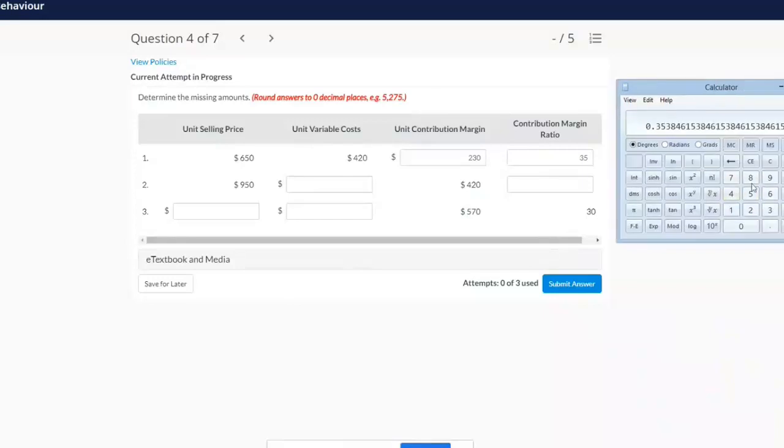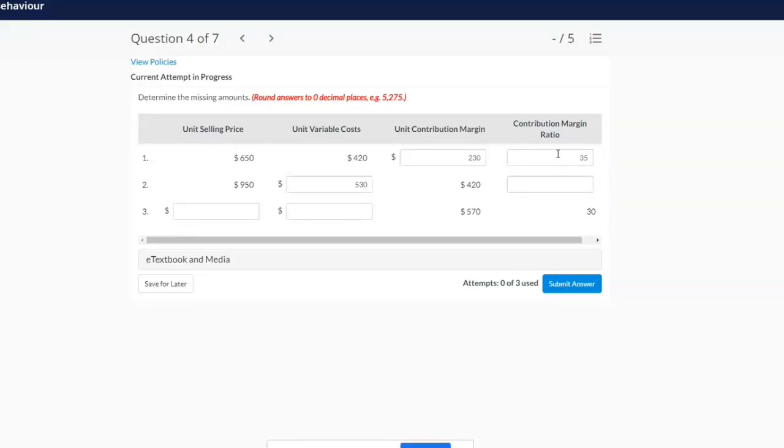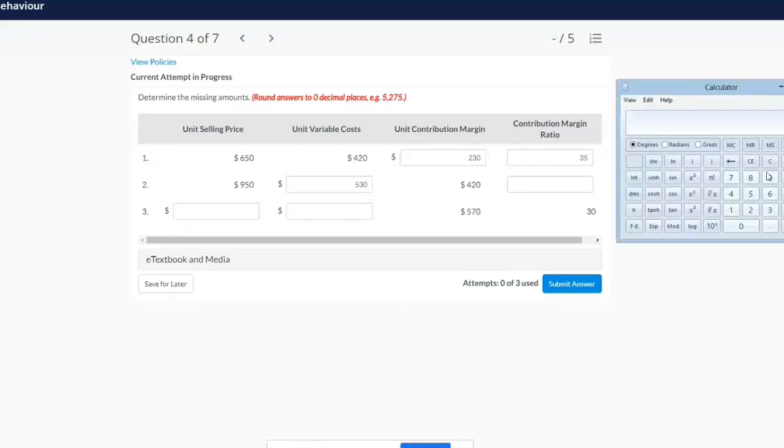Now we need the unit variable cost. It will be the selling price minus the contribution margin, right? 950 minus 530, 420. Now we'll divide again, 420 by 950, 44.